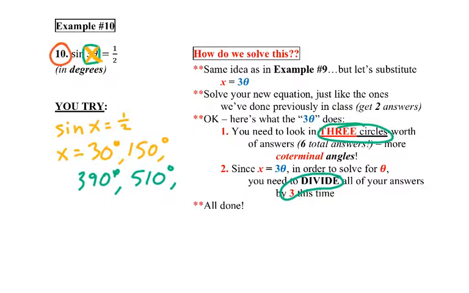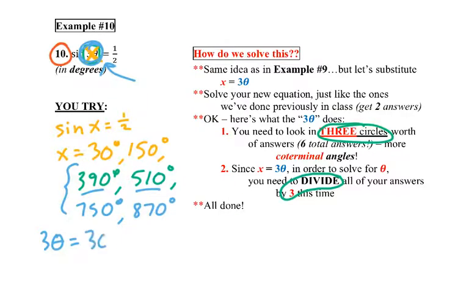But it's 3 circles, right? So here we go, another 360. You're going to add 360 to these previous 2 that we had here. If you add 360 to those, you get 750 and 870. Whew, that's 3 circles worth. Why? Because it was 3 theta from the beginning here. All right, but this is x equals all these. But x is also the same thing as 3 theta. So 3 theta equals all 6 of these answers.